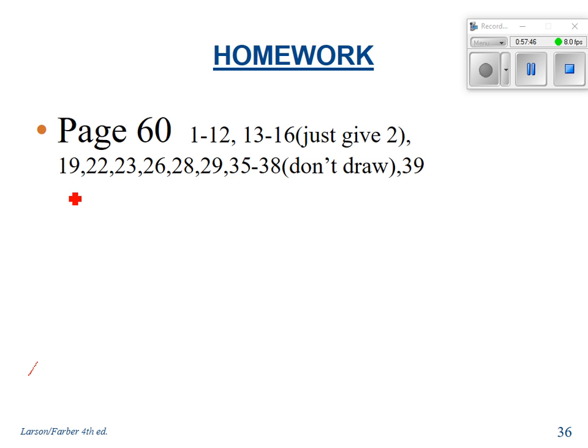On problems 35 through 38, it says a misleading graph is a statistical graph that is not drawn appropriately. This type of graph can misrepresent data and lead to false conclusions. Explain why the following graphs are misleading. Redraw the graph so it's not misleading. All I want you to do is explain why they're misleading on those. Don't redraw the graph.